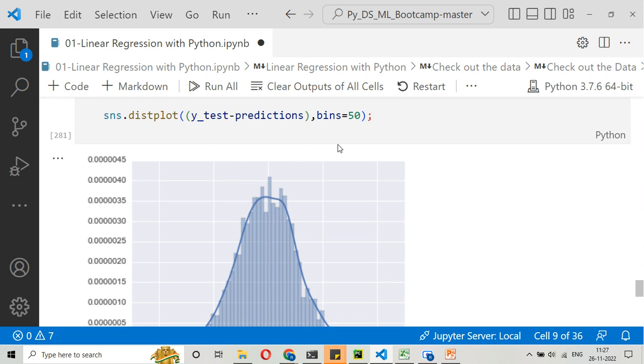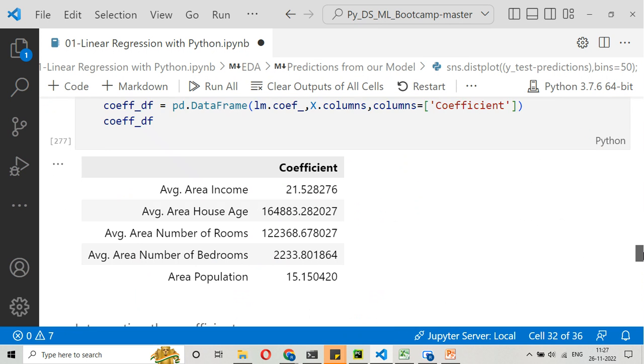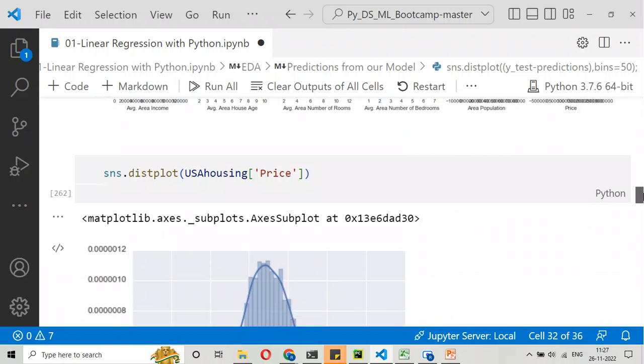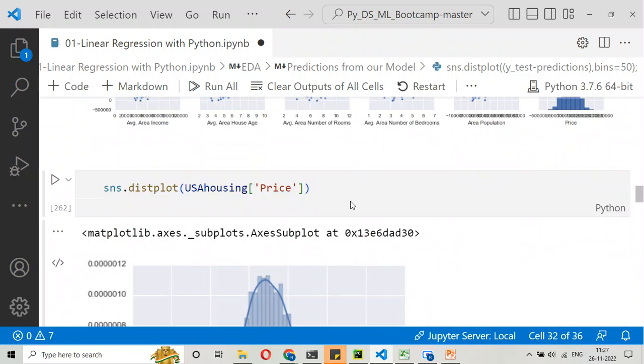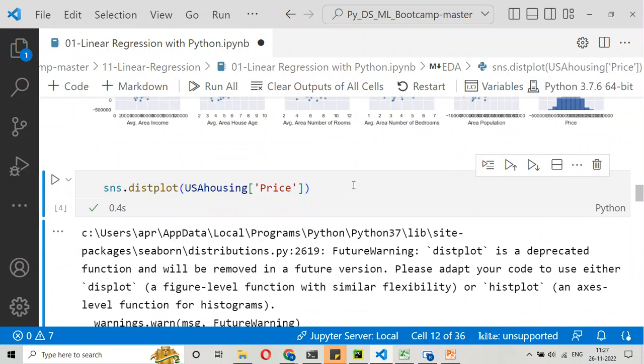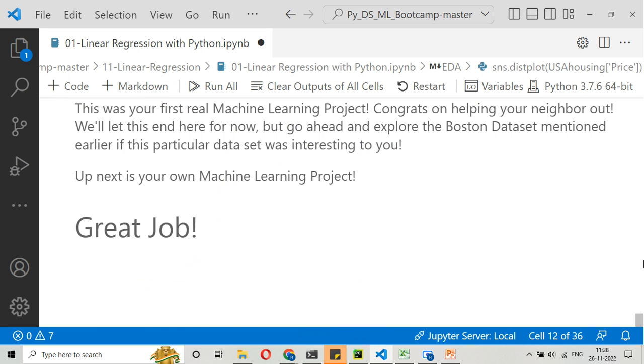What we will do again is one more plot, a distribution plot, to see how the price is distributed in the data set. We can see the price starts from 0 and goes up to 2.5 with six zeros more. I think 2.5 lakhs kind of dollars.